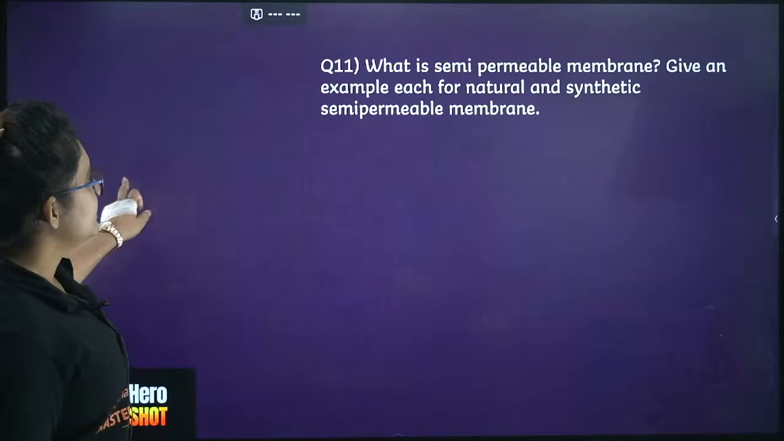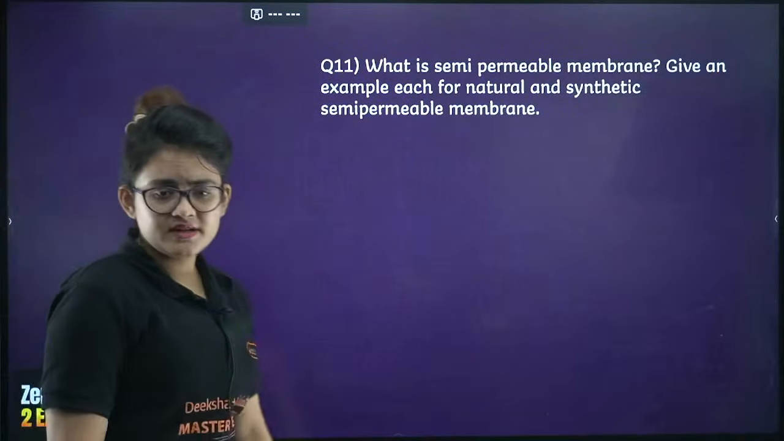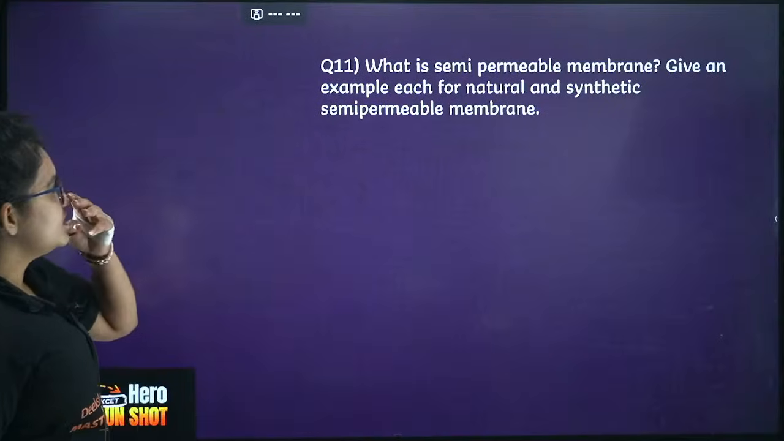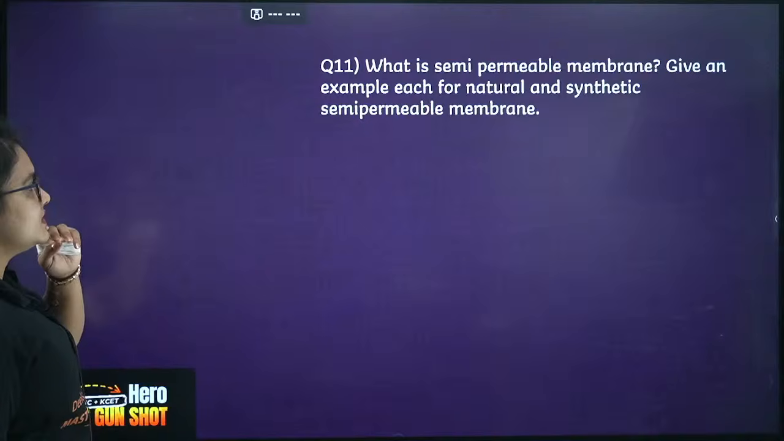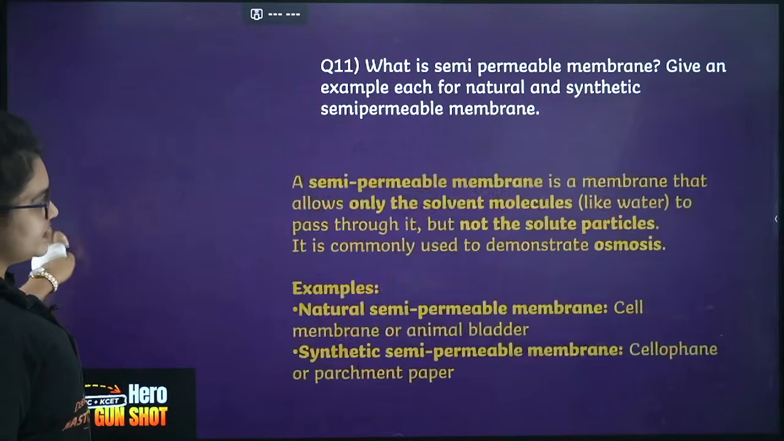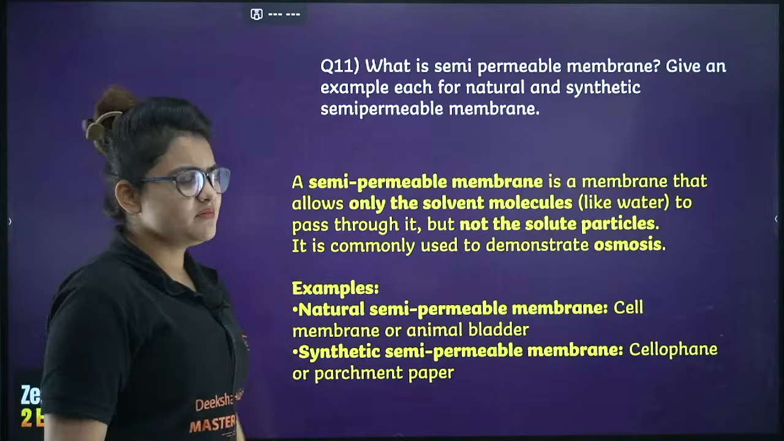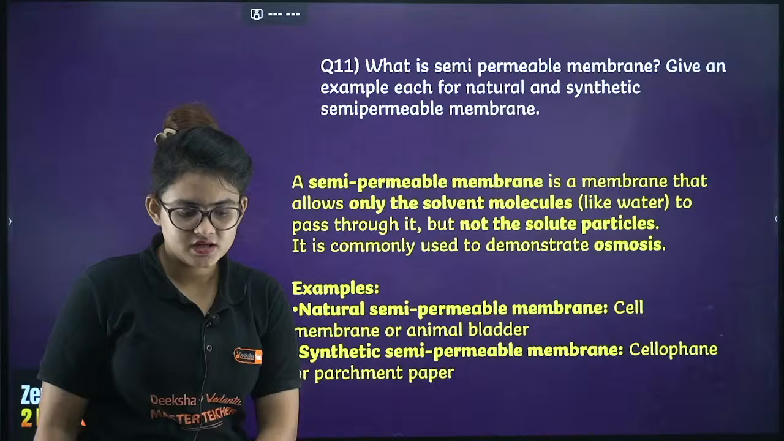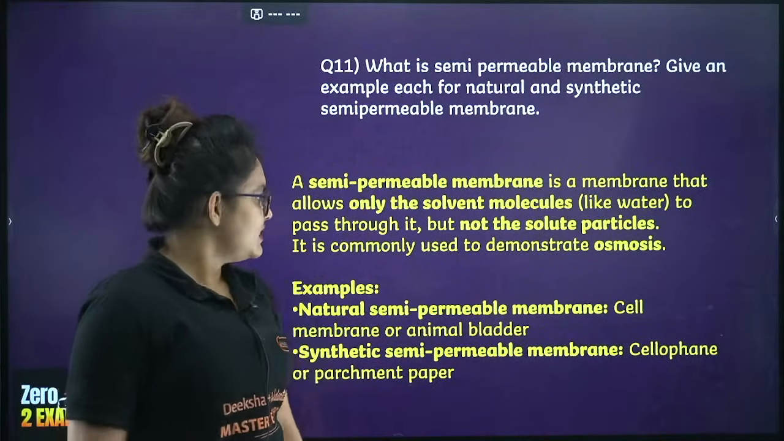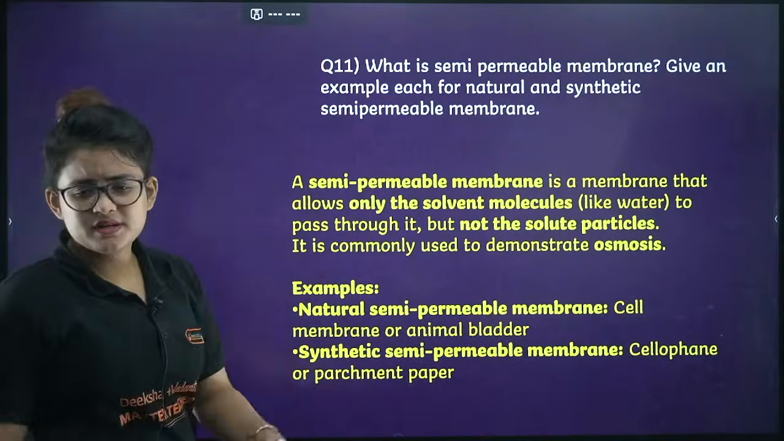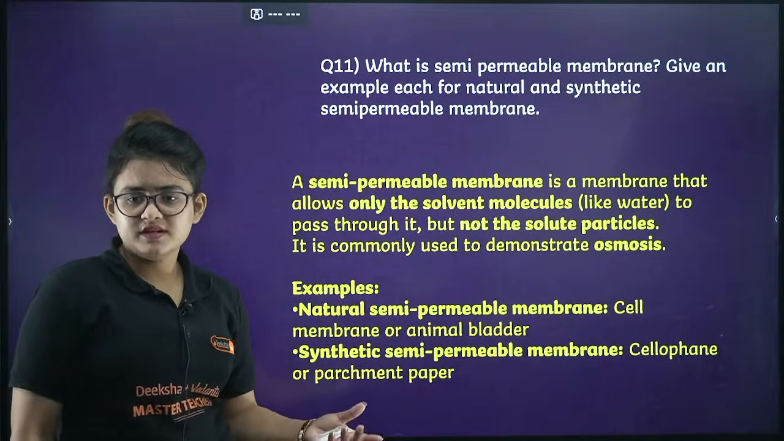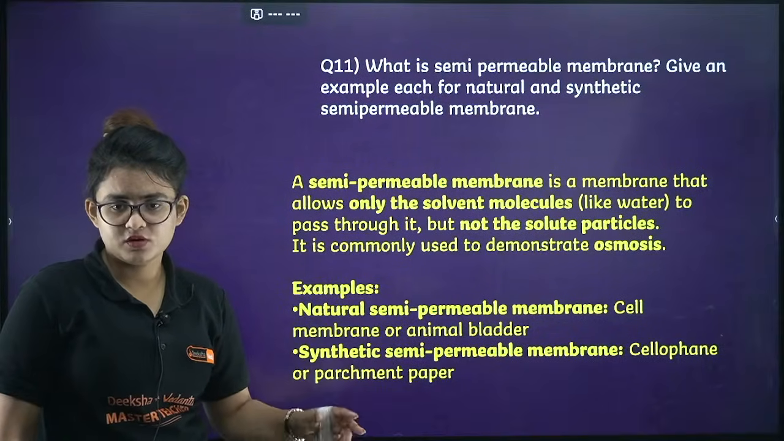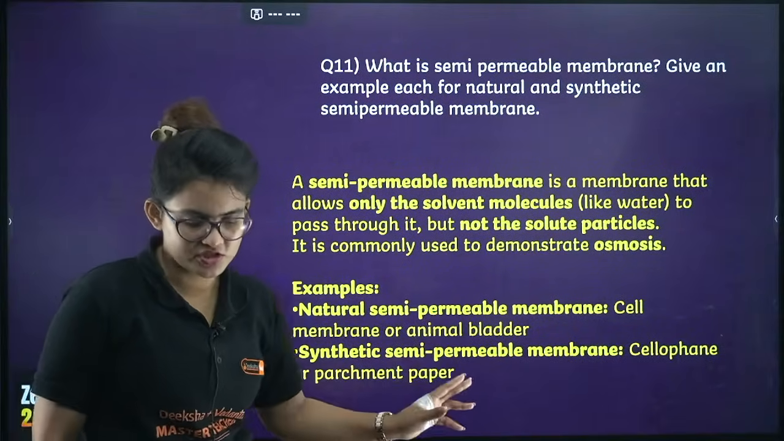Let's proceed further. Here you can see: what is a semi-permeable membrane? It is a question that usually comes in the board examination. Give an example each for natural and synthetic semi-permeable membranes. A semi-permeable membrane is a membrane that allows only solvent to pass through it. The natural semi-permeable membrane is, for example, animal bladder or cell membrane, and for synthetic you can take cellophane paper or parchment paper as an example. This is a board question.